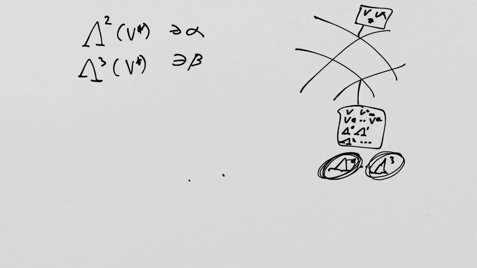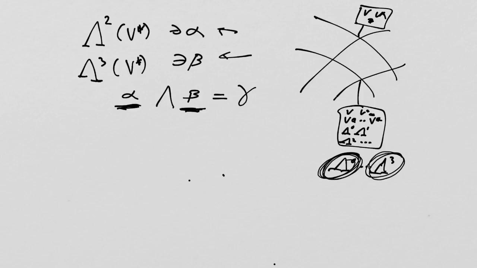However, the wedge product, much like the tensor product, can take two exterior power elements, two forms, and create another form, right? The wedge product between form alpha and form beta is going to be another form, a form gamma. But that form doesn't live in either of these two spaces. That form will live in a different space altogether.